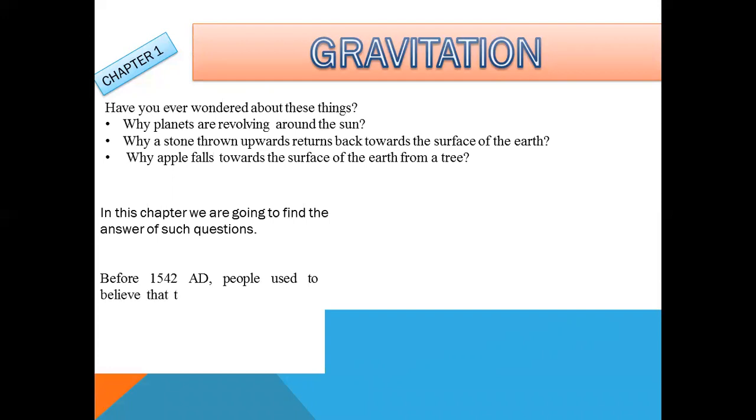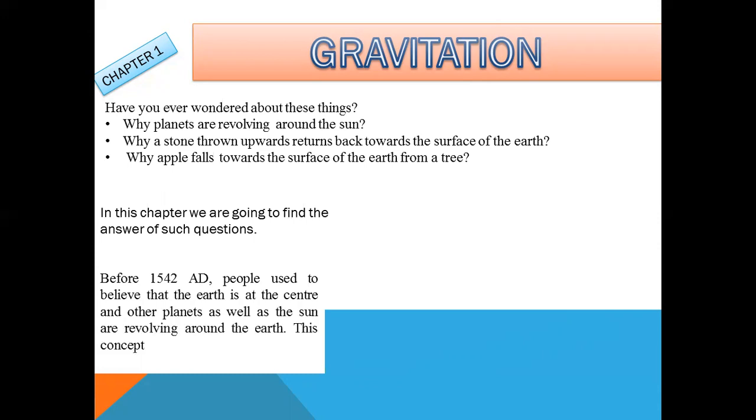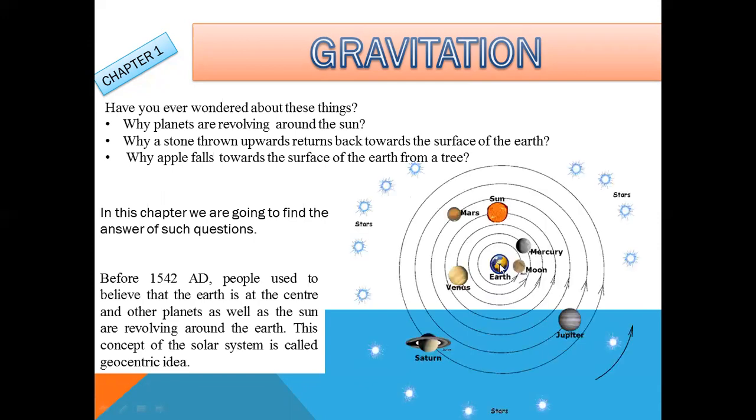To understand this, first of all, try to know the history. Before 1542 AD, people used to believe that Earth is at the center and the other planets as well as the Sun are revolving around the Earth. Nowadays also some people may think that Earth is at the center or the Sun is revolving around the Earth. Even the scientific community used to believe this concept before 1542 AD.